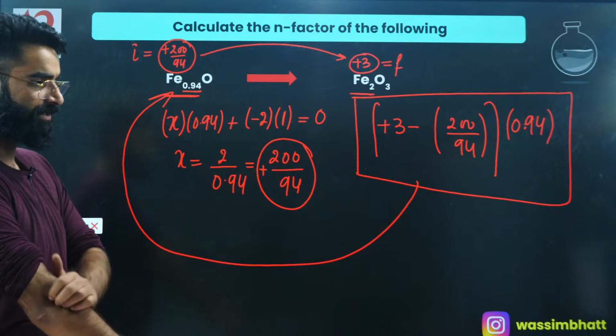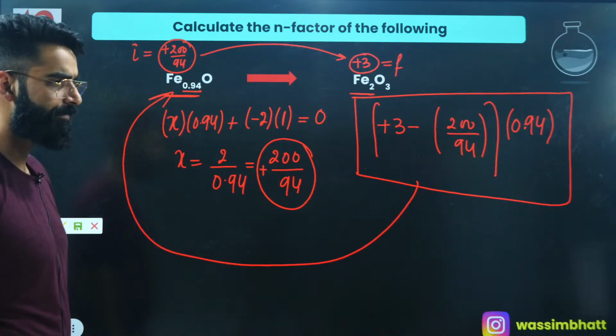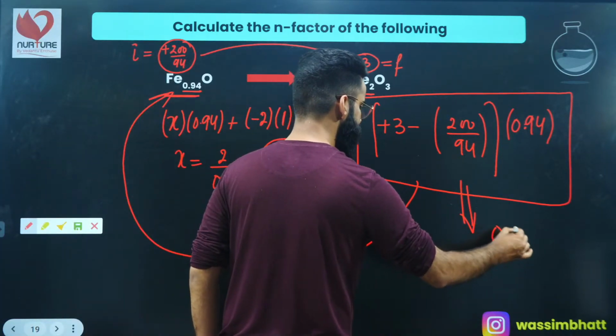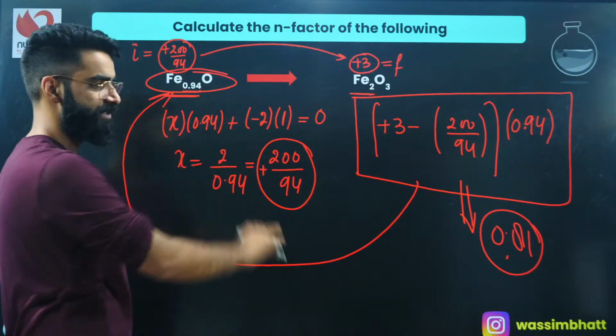Just do one thing: drag the video a little back, and it'll automatically be a replay for you. So Science Rocks is saying the answer comes out to be 0.81. All right, 0.81 is then going to be the N factor of this species over here. I'm sure it's clear, right?